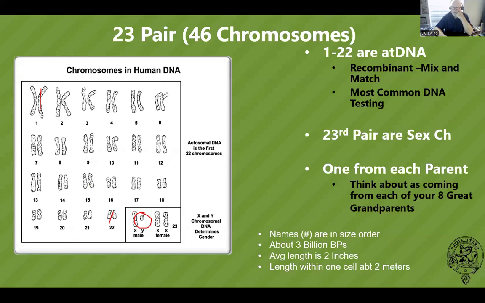The complete genome, which is all of your DNA, is about 3 billion base pairs long. We'll talk a little more about base pairs in a couple more slides, but think of it as the rungs on the ladder. DNA is a ladder. And so there's 3 billion steps or rungs on that ladder. If you stacked all of the chromosomes within one cell on top of each other, they'd be about 2 meters tall, about 6 foot. So real small.